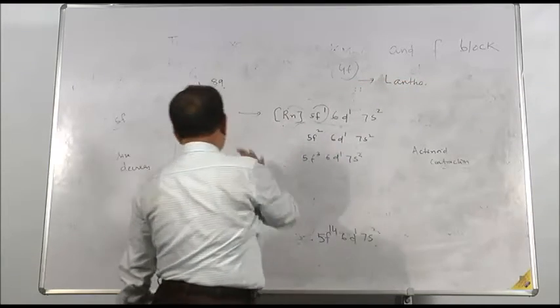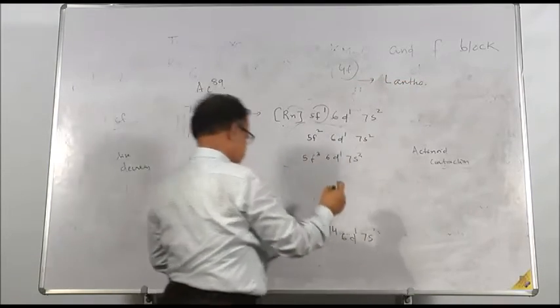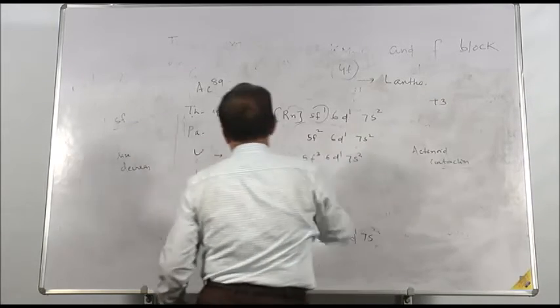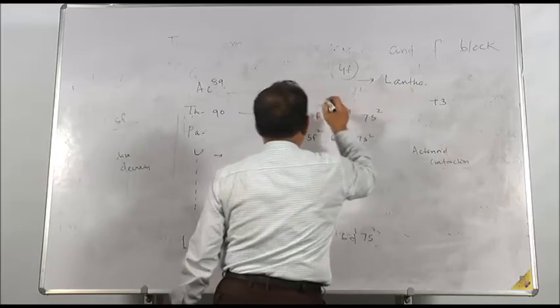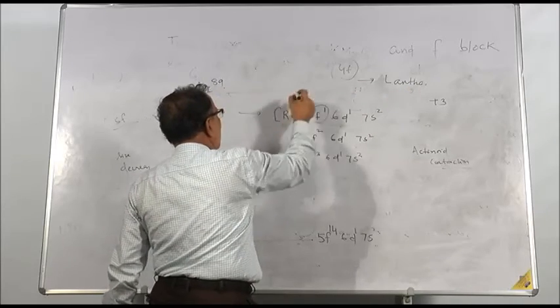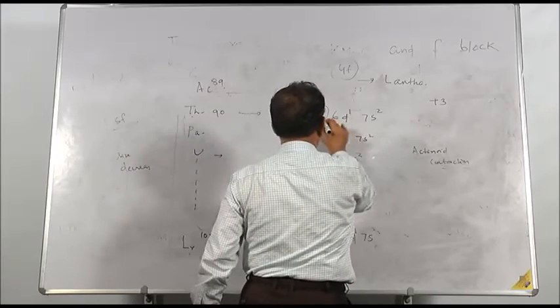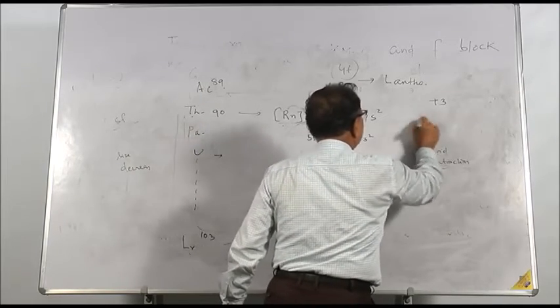The common oxidation state of these actinides is +3. Actinium only shows +3. But thorium can exhibit +3 and +4.